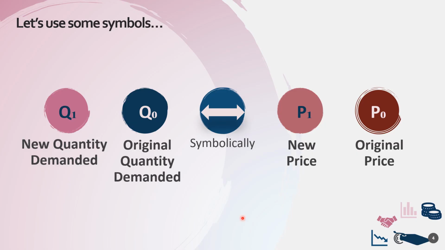Before we move on to study how the problem is to be solved, the method, the procedure, the steps, we will first assign symbols to our variables. So we'll call new quantity demanded Q1, original quantity demanded Q0, new price P1, and original price P0. So 1 tells us about the new variable, 0 tells us about the original variable.